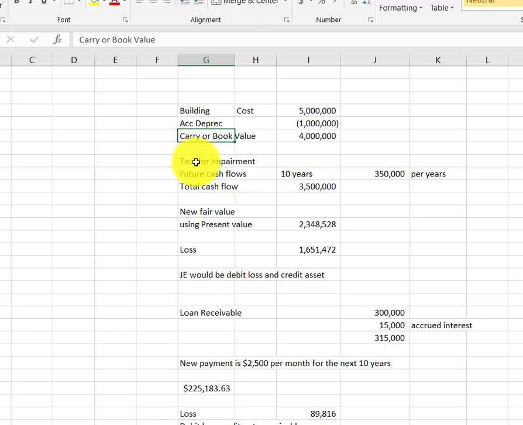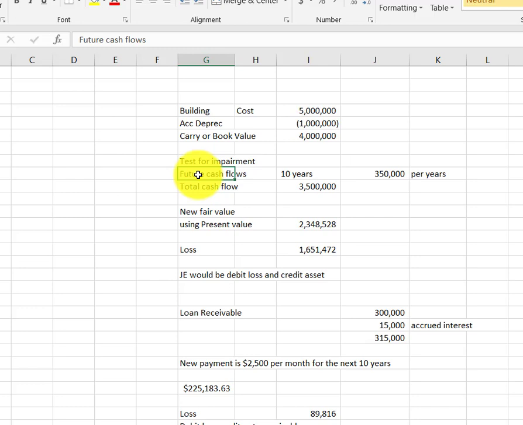So something's happened. We've had a change of use. It's been abandoned. We've had to use it in some other way. And so it triggers a test for impairment. When we do that, we have to look at what we're going to use it for, the new use.